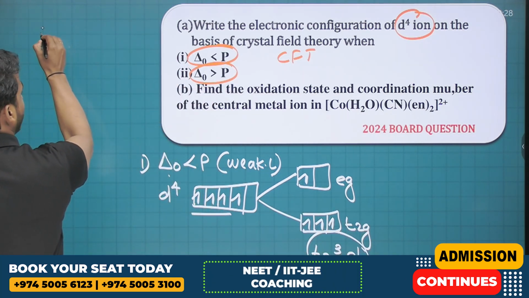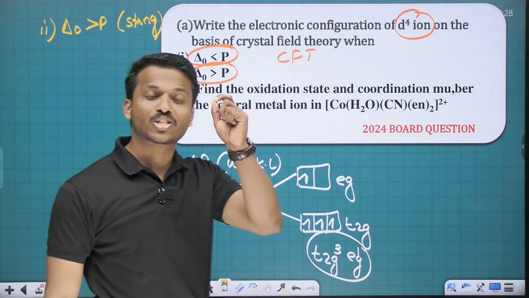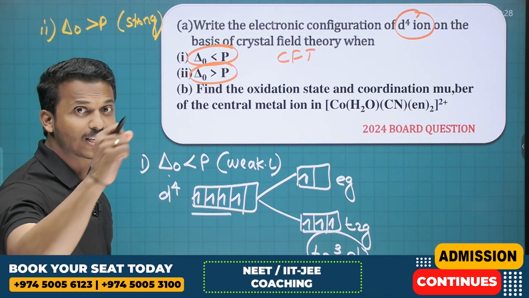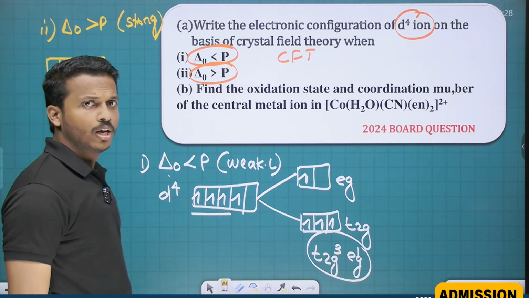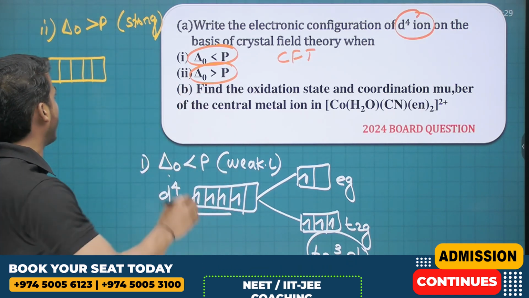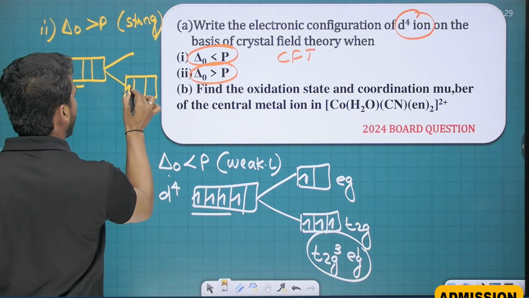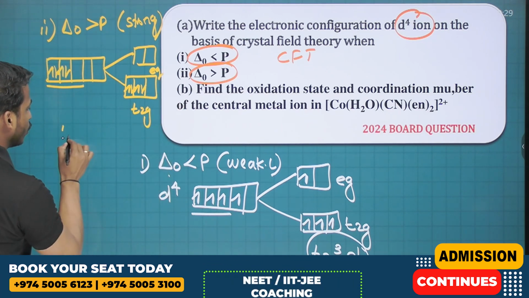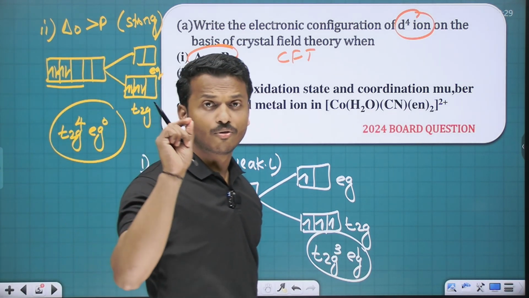Second question: what happens when delta O is greater than pairing energy? You know, delta O greater means there is a strong ligand. If there is a strong ligand, what do we have to arrange, my dear? That d4 system, how does it exist? If it is a strong ligand, electrons undergo pairing. So 4 electrons, if they pair, what is the situation? 1, 2, 3, 4. Now you break down. First 3 orbitals down, and last 2 orbitals up. There is no electron there, right? So this is our t2g, this is our eg. So t2g contains 4 electrons, eg no electrons. So this is what happens when there is a strong ligand present.